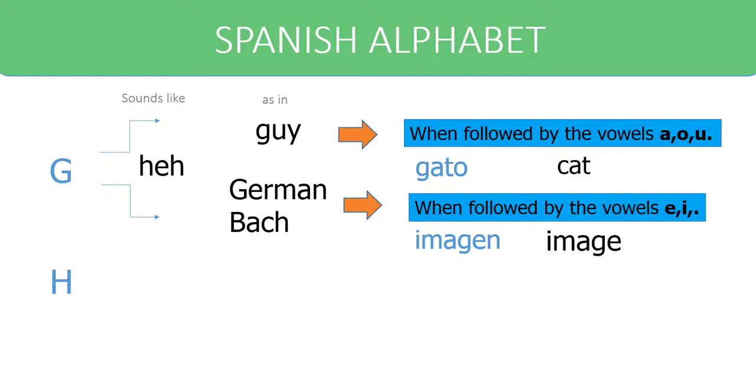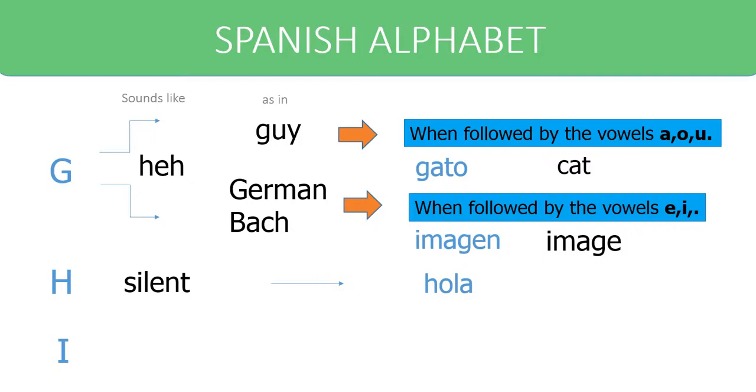So letter H, I think this is the easiest one because the letter H is silent. So whenever you see an H, you don't read it, you don't pronounce it. It's silent. For example, the word hola, the H is not pronounced. You are only saying the letters O, L, and A. Hola. So the H is totally silent.